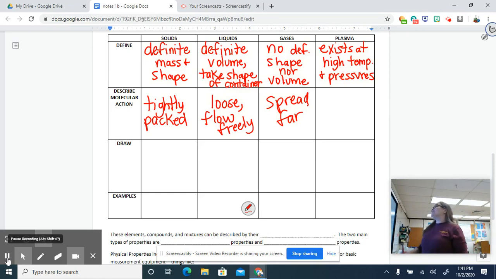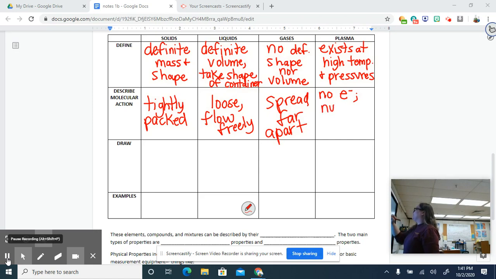Here we go. So spread far apart is the molecular action of gases, and plasmas have no electrons. So the atoms do not have any electrons. They're just nuclei. So the nuclei, which is just plural for nucleus, the nuclei are tightly packed together. Okay, so no electrons, nuclei tightly packed.